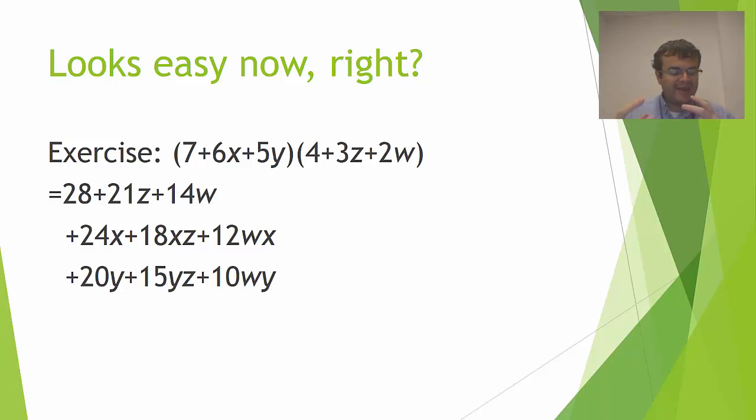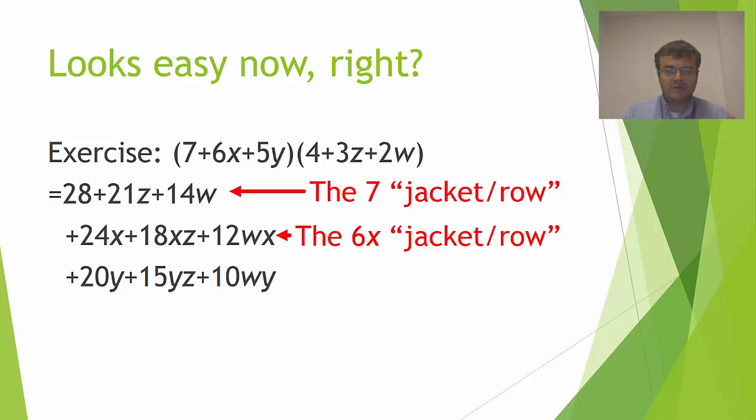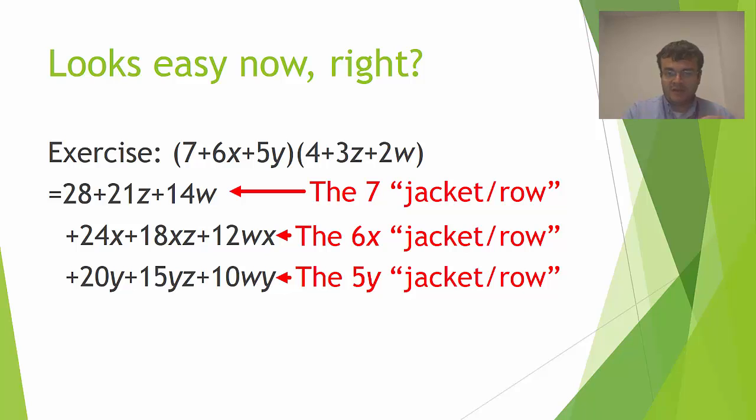And just to make it clear, I did this in 3 rows. So the first row is 7 with everything in the second factor, the second row is 6x with everything in the second factor, and the third row is 5y with everything in the second factor. So you have 9 terms and you add everything.